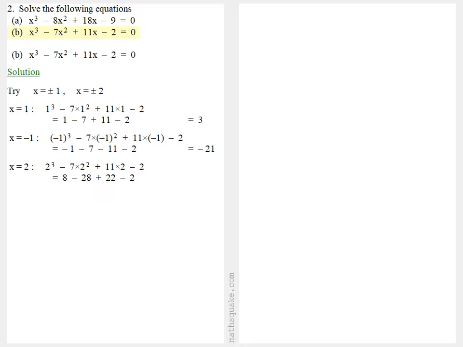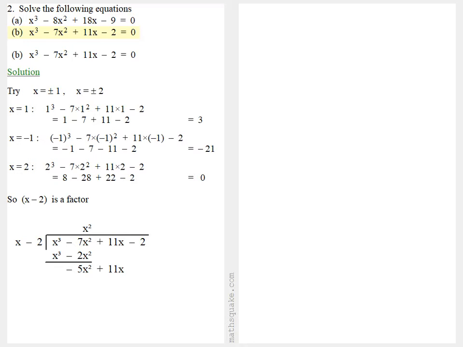That is 8 minus 28 plus 22 minus 2, which is equal to 0. So we can say x minus 2 is a factor. So dividing, we start with x into x cubed, which is x squared. We write that on the top in the x squared column. X squared times x minus 2 is x cubed minus 2x squared. If we subtract, that gives us minus 5x squared.